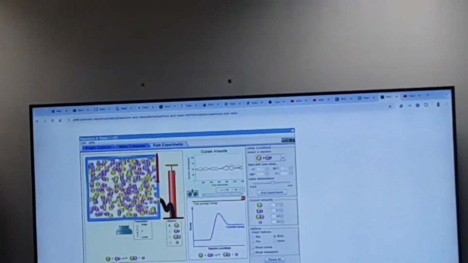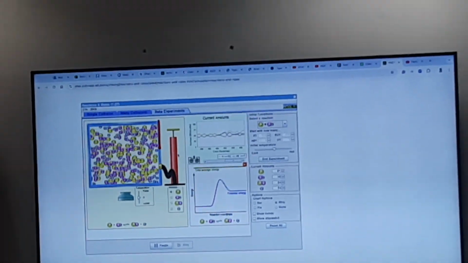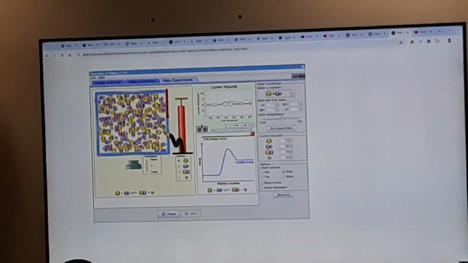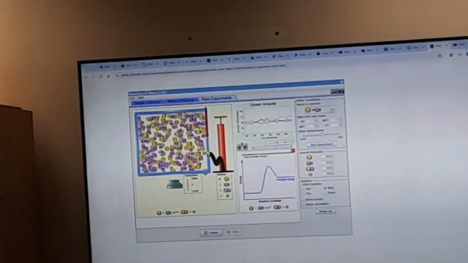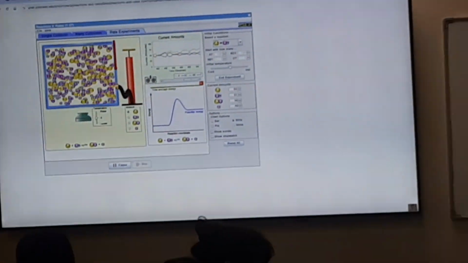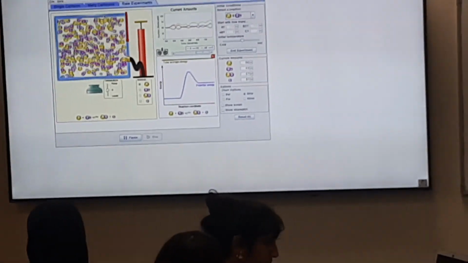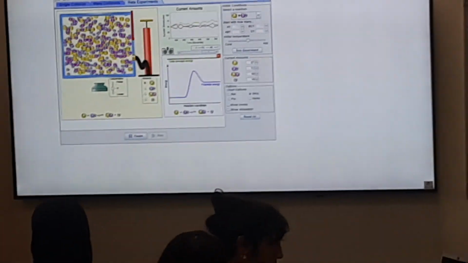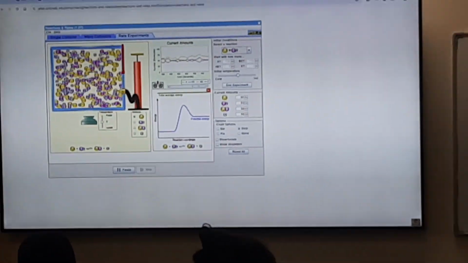So it will increase. So are you increasing the pressure? No, it's increasing concentration, only the concentration. I cannot control the pressure. So as you can see, whenever I increase the concentration for any of the reactants or increase the temperature, the reaction rate will increase. So can you control the surface area? No, I cannot control the surface area.